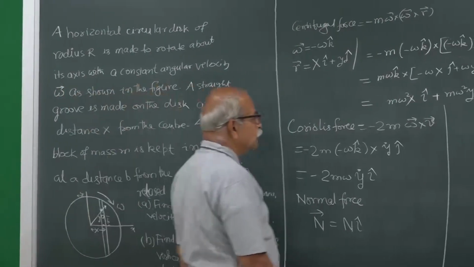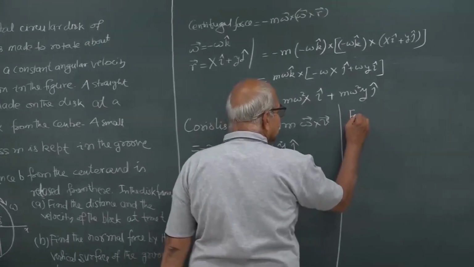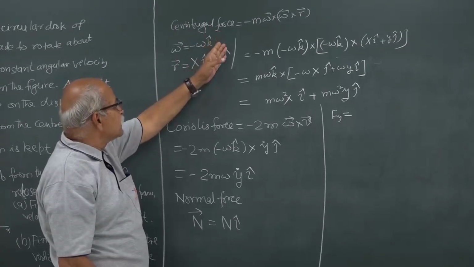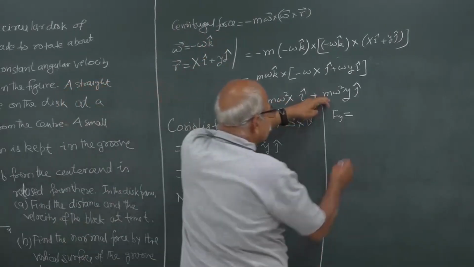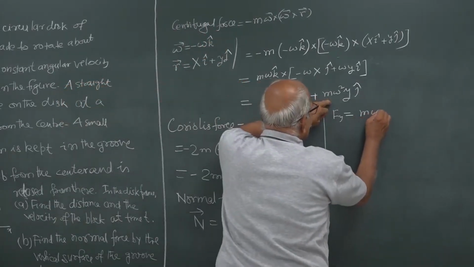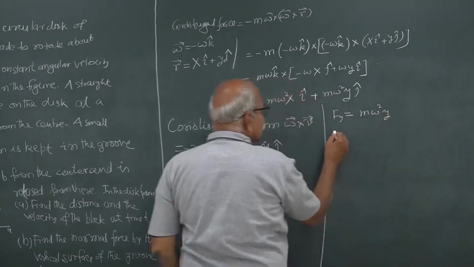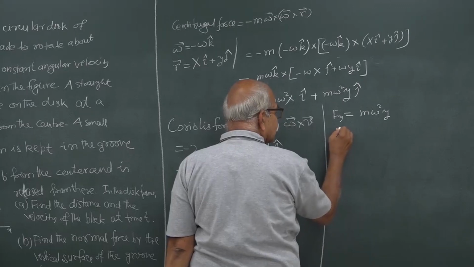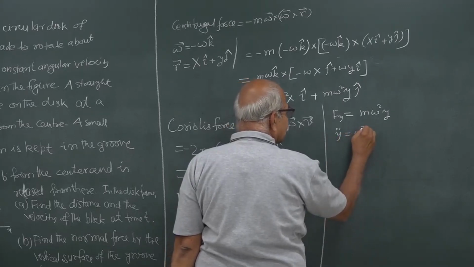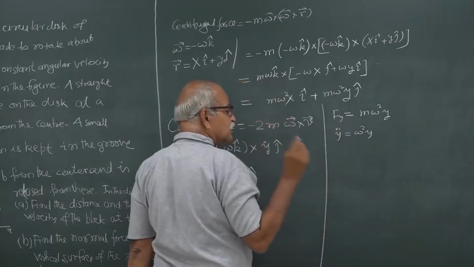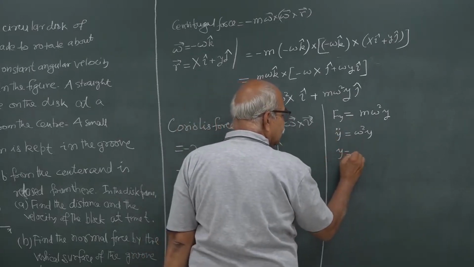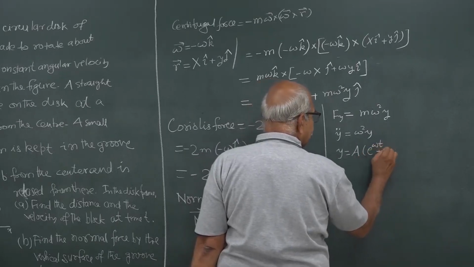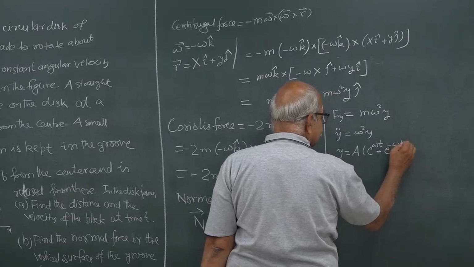Okay. So, the force in y direction, let us see, that comes from here. So, this is m times omega square y, and therefore, acceleration y double dot is equal to omega square y. We have already solved this equation in the previous lecture. y is some a e to the power omega t plus e to the power minus omega t.